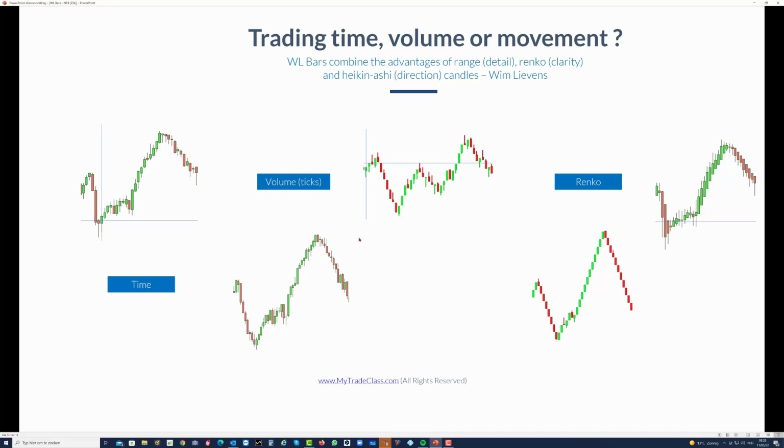So what have I done? Basically, I have combined renko, range, and heikin-ashi. So the three bars on the right here on the screen, I have combined into one bar, and that is the VL bar.